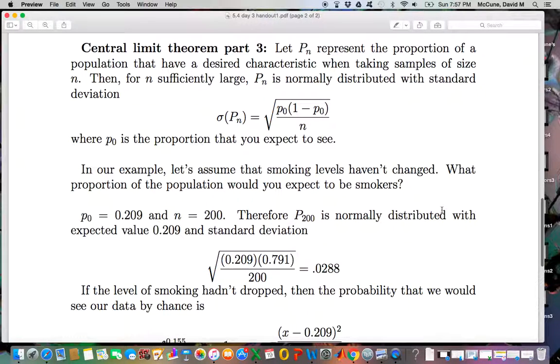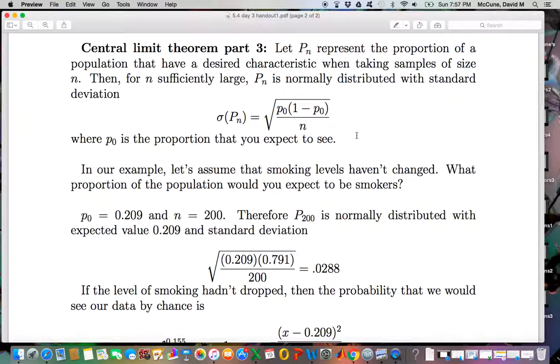To answer a question like this, you need central limit theorem part 3 that deals with proportions. So let P_n represent the proportion of a population that have a desired characteristic when taking samples of size n. In the current example, the desired characteristic is, are you a smoker or not? But you can imagine it can be anything. Then, as long as n is large enough, the set of proportions, that variable is normally distributed, and the standard deviation is like this. So you take the proportion you expect to see and put it there, 1 minus it there, sample size there, square root.